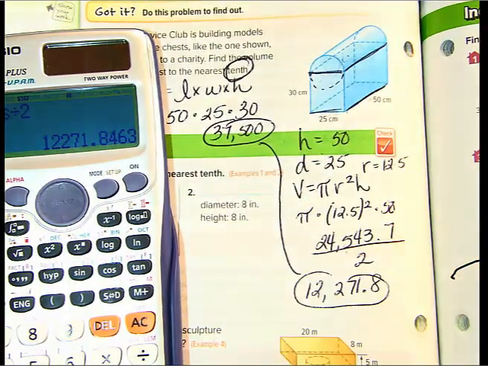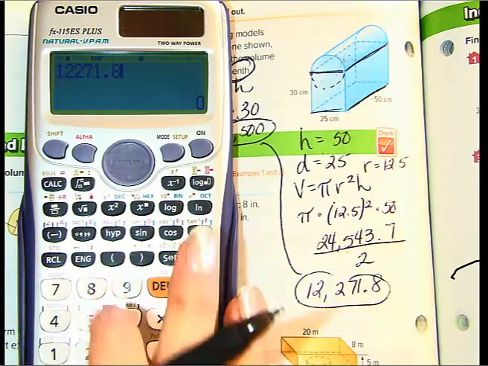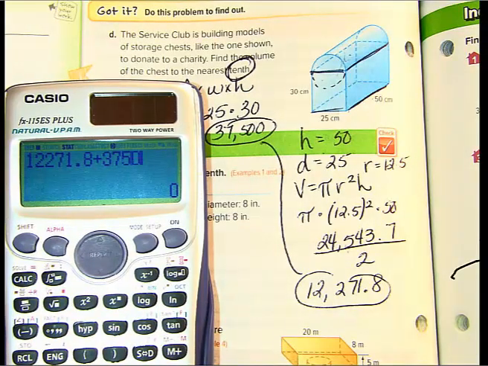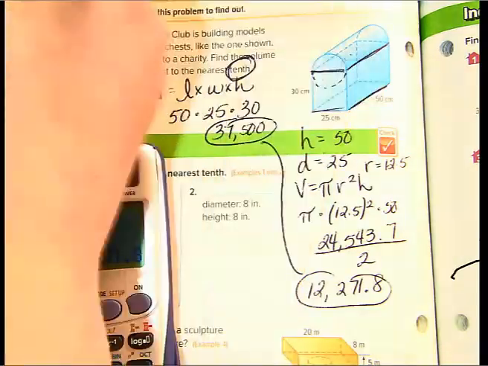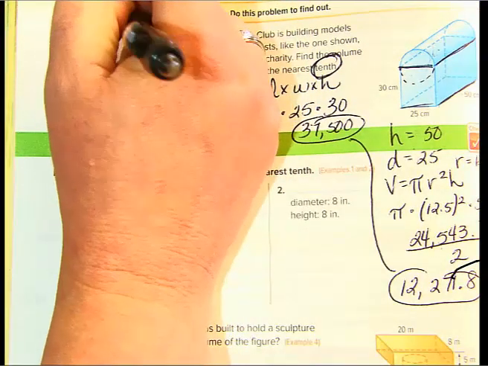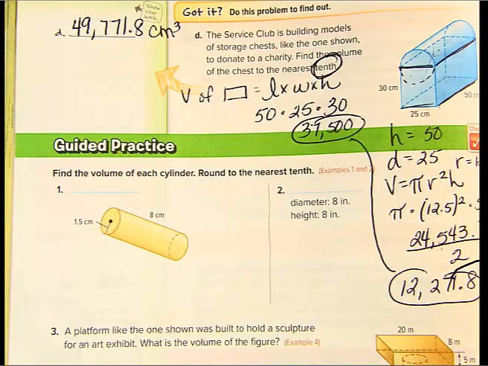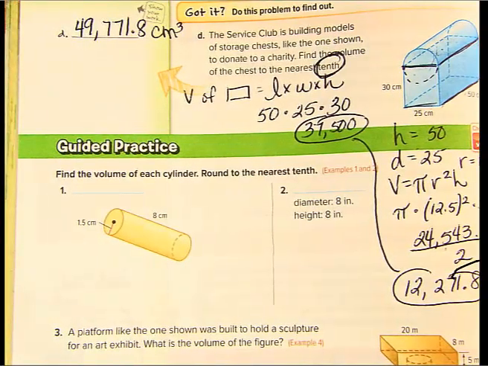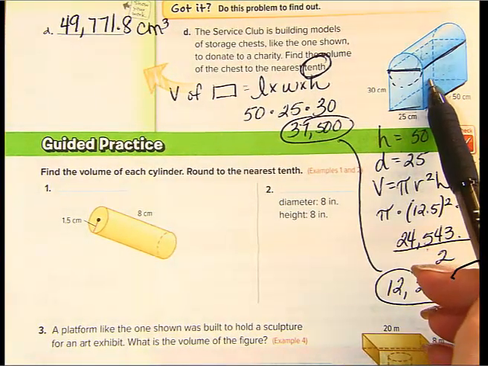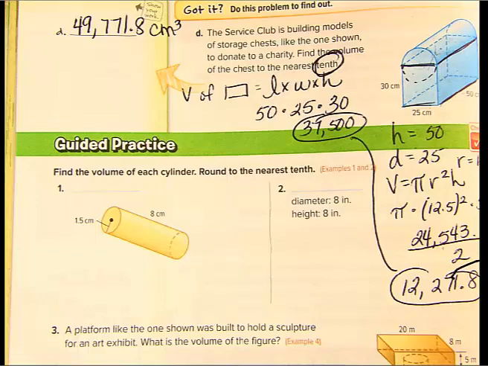So I take 12,271.8 plus 37,500, and together I have 49,771.8 centimeters cubed. Okay? So I took the volume of the rectangle, I added the volume of this half a cylinder, and together they have this volume. Okay?